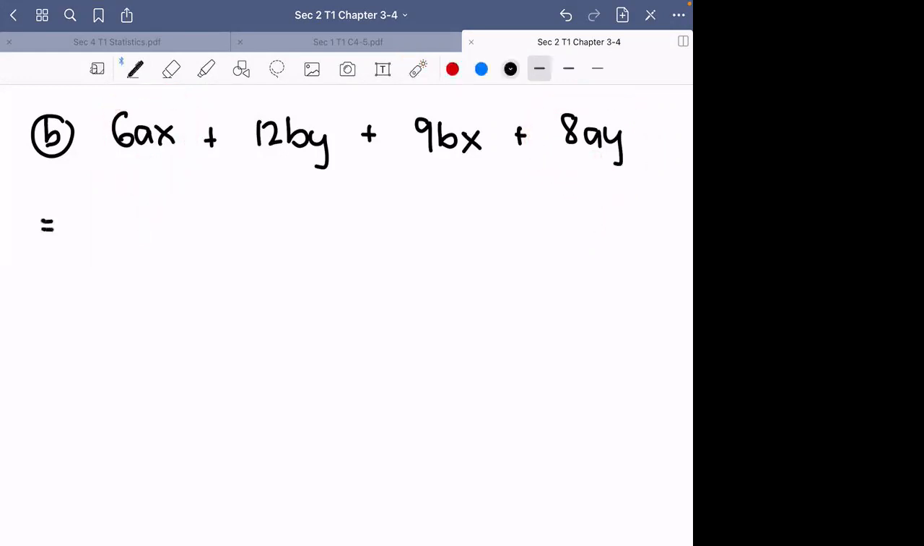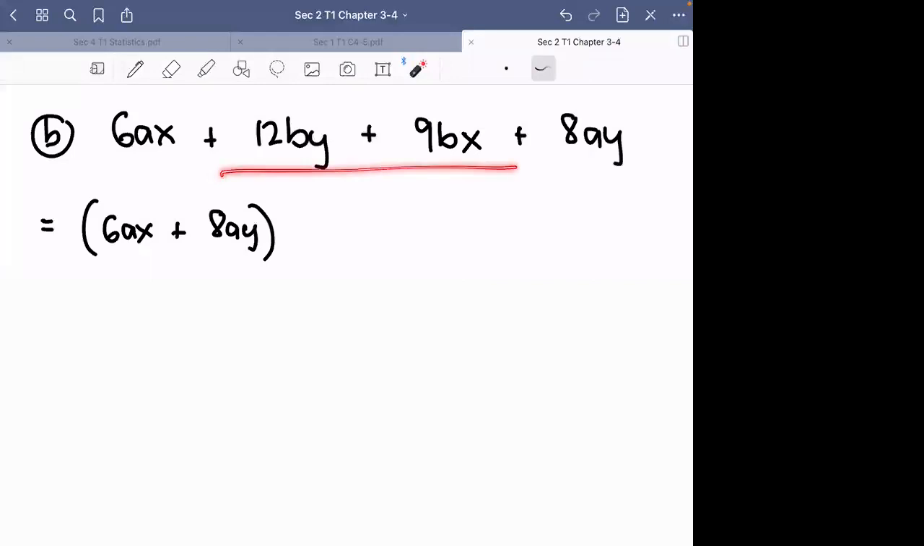So let's group them. We have 6ax plus 8ay. So what's left? Basically, there's 2. But class, remember, you also need to consider the second group, because if the second group doesn't have anything in common between them, you need to find another combination. So in this case, both of these have what? b, and 9 and 12 are divisible by a certain number.